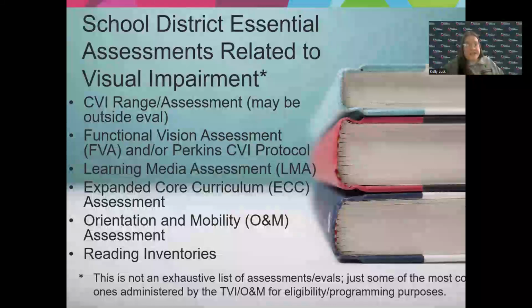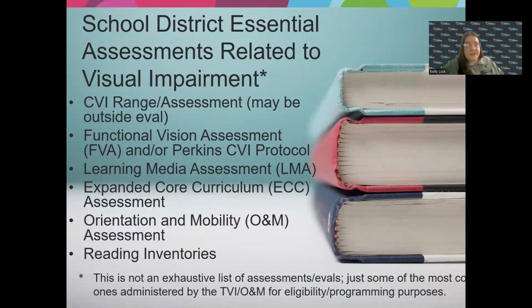The functional vision assessment, and then there's also a learning media assessment that can be combined with it. It's actually a published assessment that we give to kids. I'll talk about that here in a little bit. There's also a new CVI protocol from Perkins School for the Blind that I'll go into a little detail about. Then there's a learning media assessment, or LMA. There are assessments for the expanded core areas, which I'm going to tell you about in a little bit. There are orientation and mobility assessments that would be done by the O&M specialist, and then reading inventories.